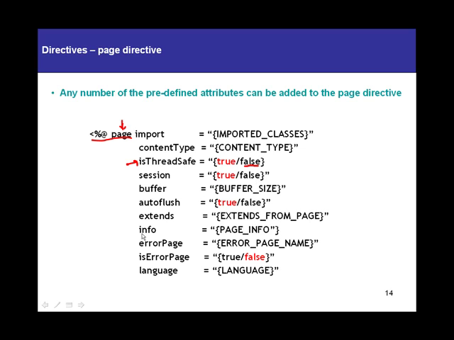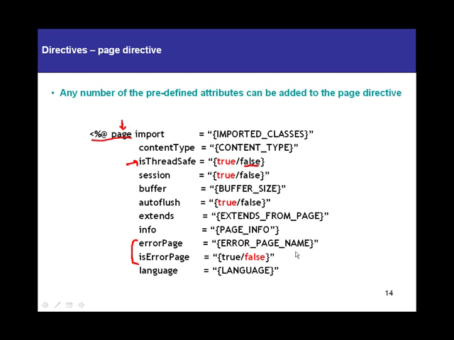Buffer, auto flush, and these are some of the other attributes you can use. And one important attribute is errorPage, right? So when you say errorPage and you give some page name, some JSP or HTML page name, whenever there is an error in this current JSP page, it's going to take you to that particular error page defined in the errorPage attribute. And how does it know that that particular page is an error page or not? So I say errorPage is equal to er.jsp, right?